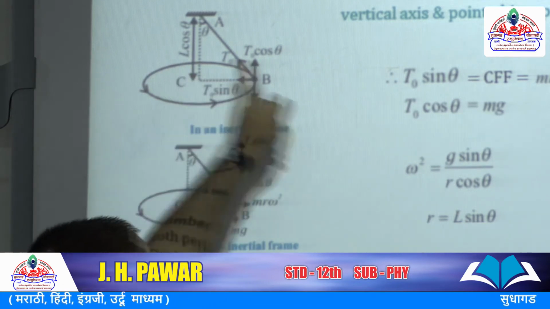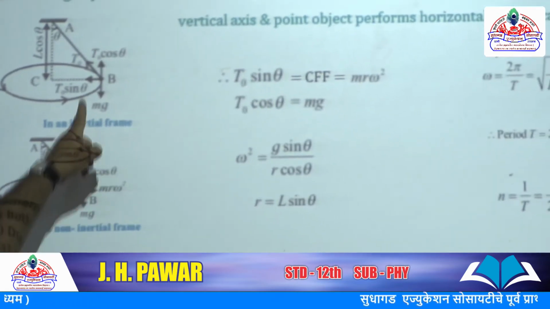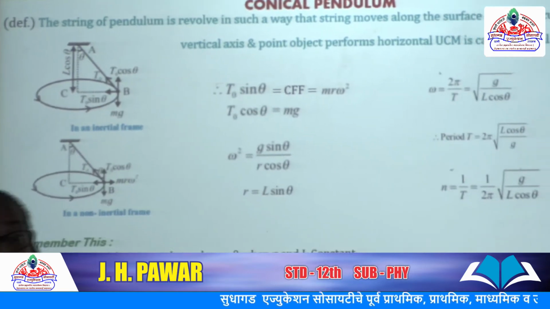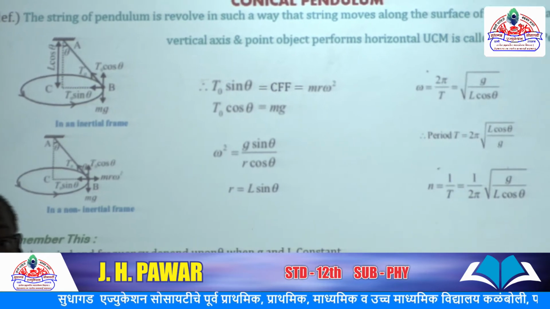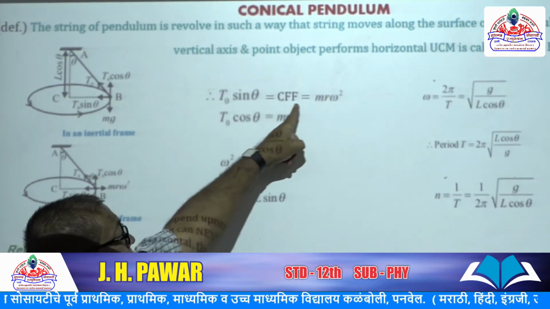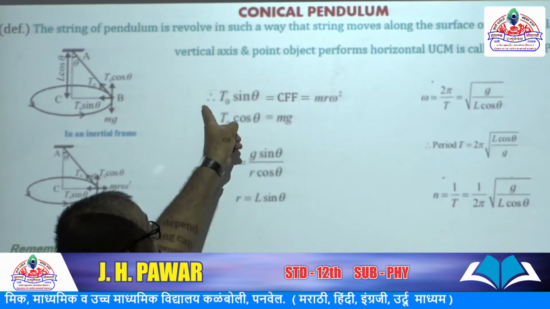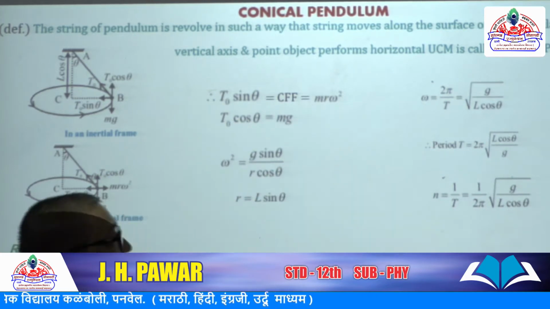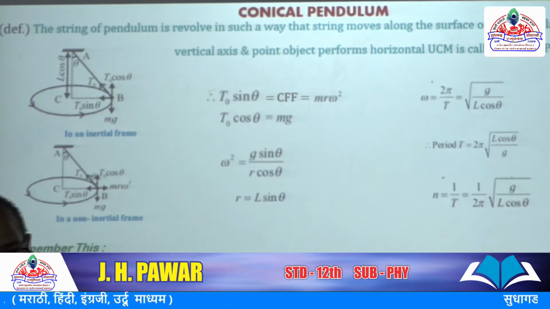Both forces cancel each other out. But the T0 sin theta component, which acts along the radius toward the center, is the resultant force and acts as the centripetal force. This centripetal force balances the centrifugal force, as in the UCM case. So T0 sin theta equals m r omega square, and T0 cos theta equals mg.